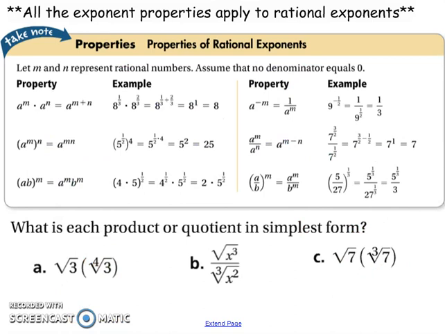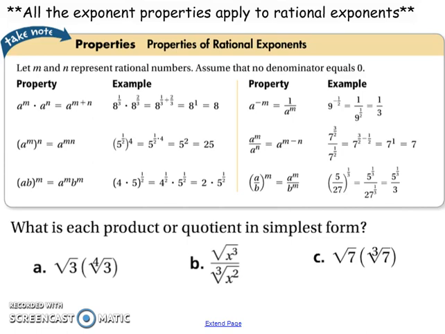Okay, so all of the exponent properties apply to rational exponents. I know I mentioned this before, but again, it's important to remember. These are just a list of all the different properties with an example using rational exponents. When you multiply, you add. When you raise to a power, you multiply. When you divide, you subtract. If you have a negative, it goes to the bottom.